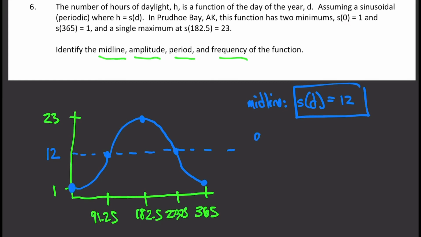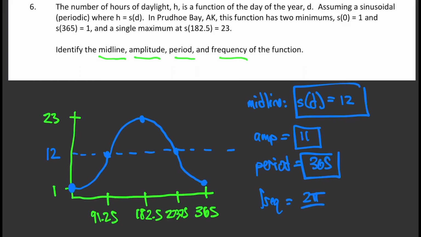Amplitude, again, that's pretty easy to find. You just have to subtract those, either way, it's going to be 11. Period, again, pretty easy, 365. And my frequency is 2 pi over period. And that's all we need to do. We don't have to write the equation. It just wants those values.